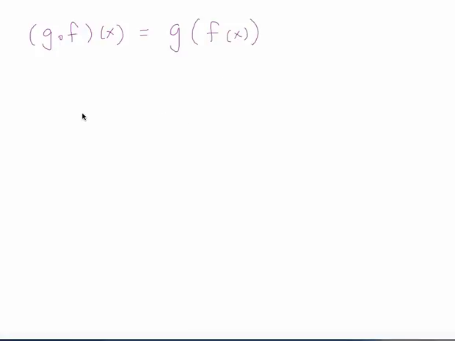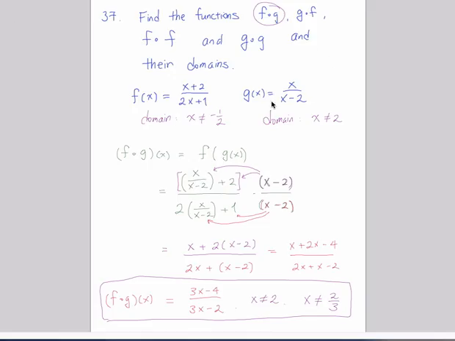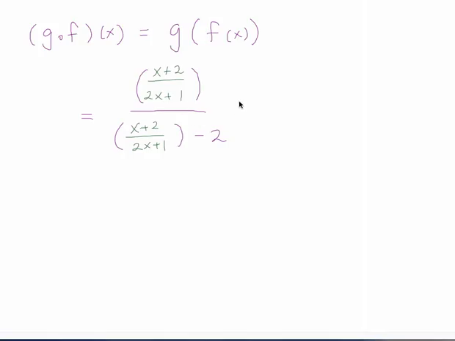So I'm going to do the same thing that I did earlier. I'm going to look at g, the original g, and that's x over x minus 2, right? And now I'm going to plug in what f is. So here is x plus 2 over 2x plus 1, x plus 2 over 2x plus 1. I'm just going to check to make sure that was the correct f. There you go. And I have this. This is at least what you should get at first.